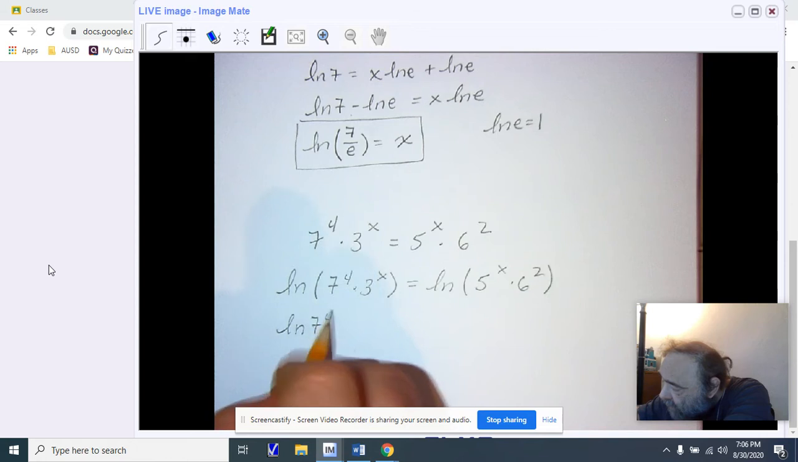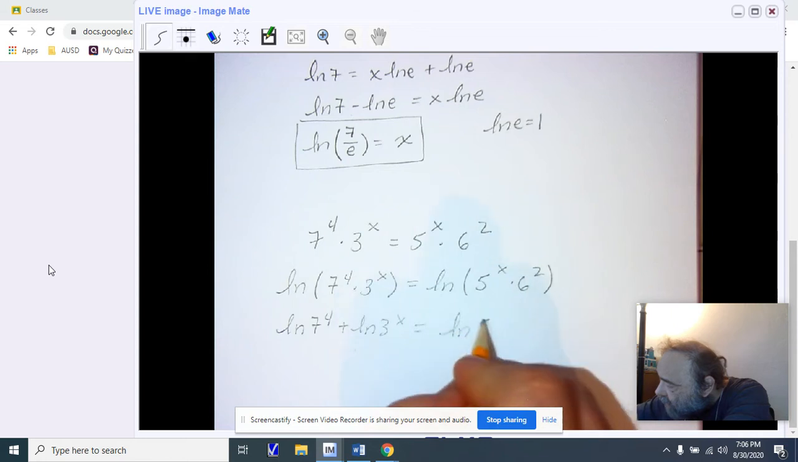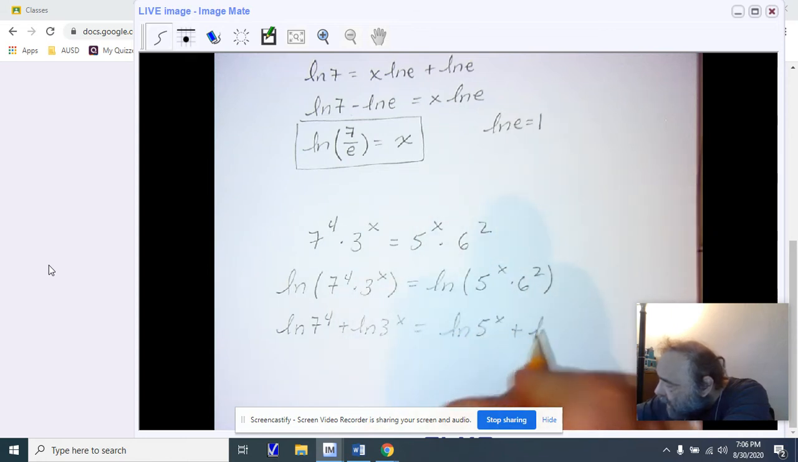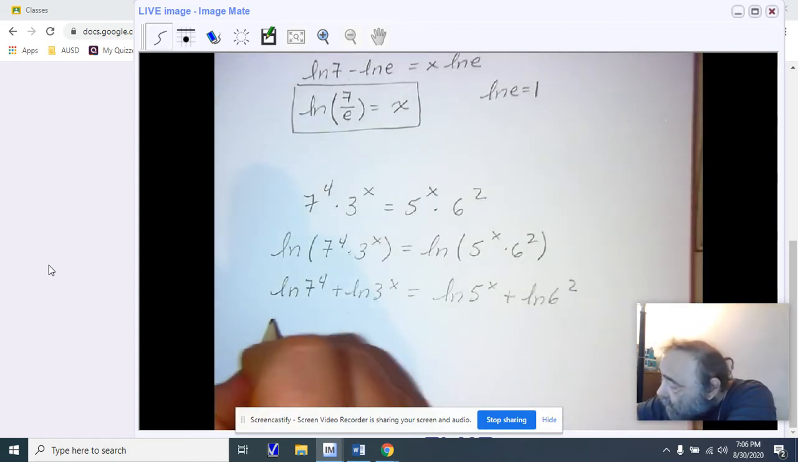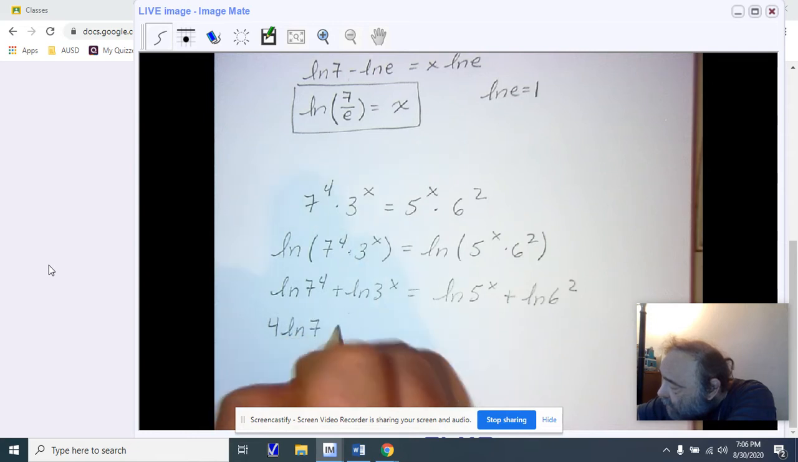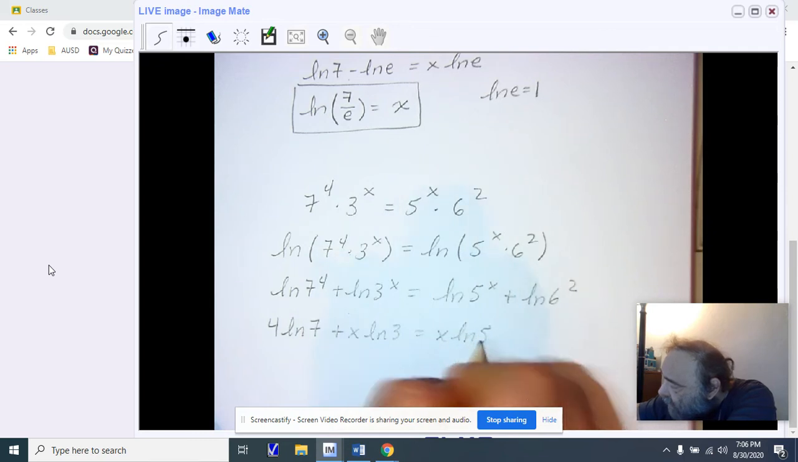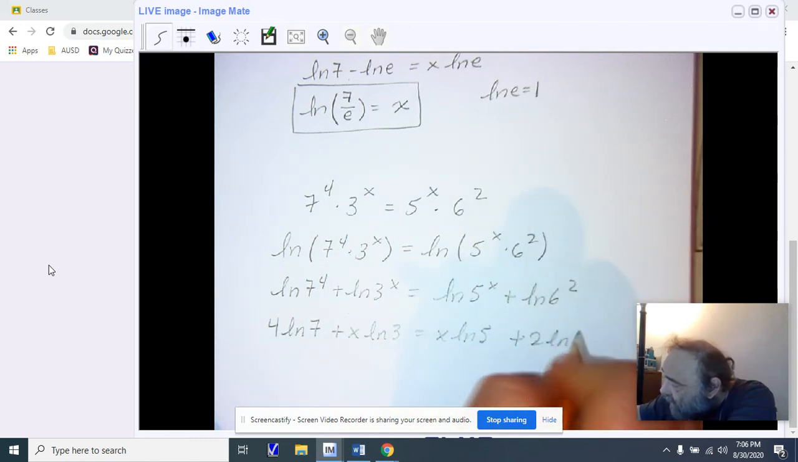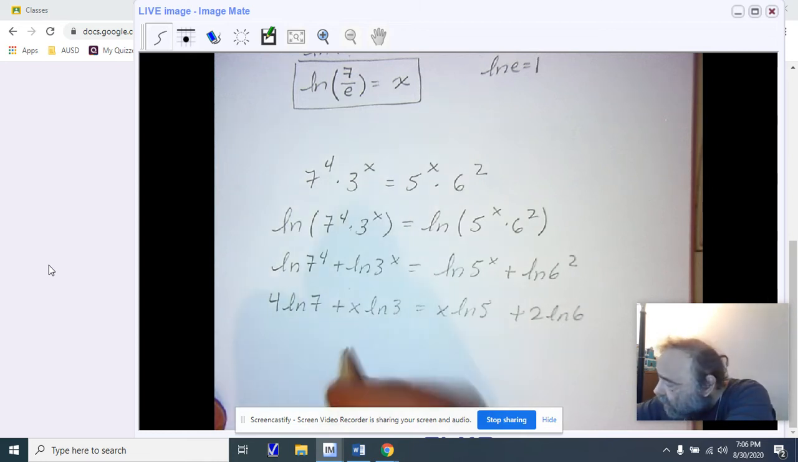Natural log of 7 to the 4th plus the natural log of 3 to the power of x equals the natural log of 5 to the power of x plus the natural log of 6 squared. Now, because the powers move in front, we have 4 natural log 7 plus x natural log 3 equals x natural log 5 plus 2 natural log 6. We now start to condense and get our values of x to the same side. So I'm going to subtract x natural log 5. I'm also going to move that 4 natural log 7 to the right.